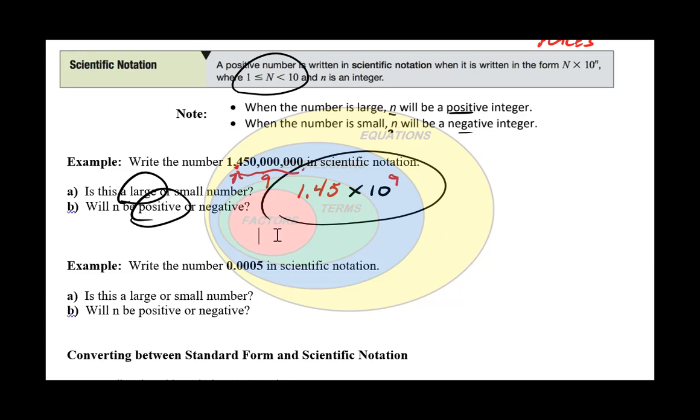All right, so for the next problem, we notice that this 0.0005 is a very small number. So therefore, the power of 10 will be negative. So again, the decimal needs to be to the right of the first significant digit, or a number between 1 and 10. So we start this out with 5, and I need how many decimal places? So if I count the decimal places, there's 4. So this would be the same as 5 times 10 to the negative 4th power.